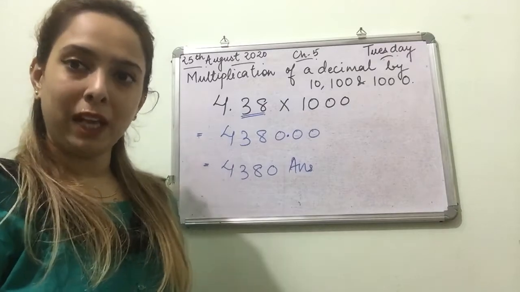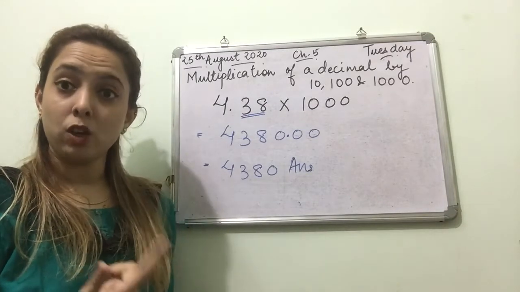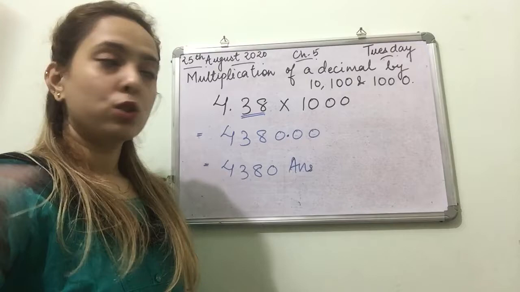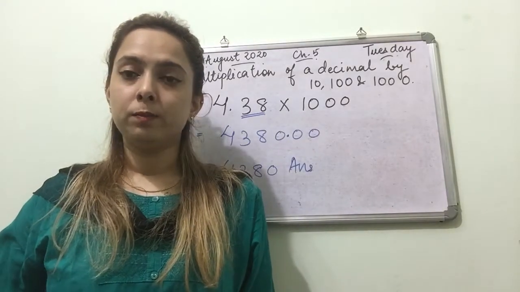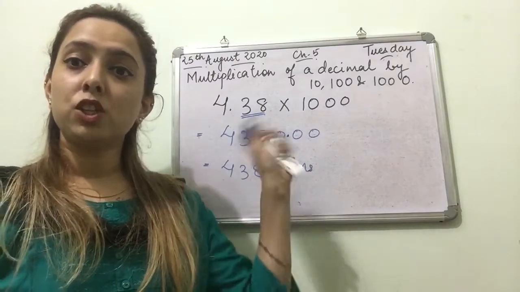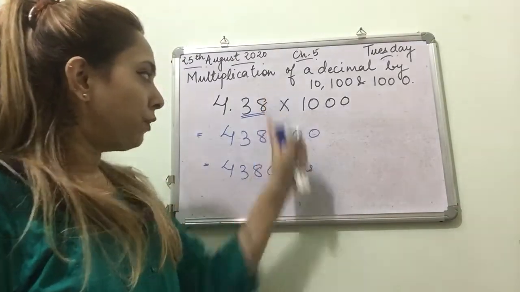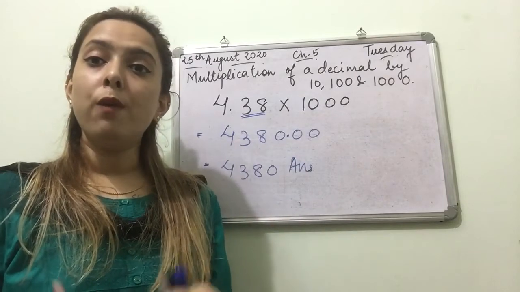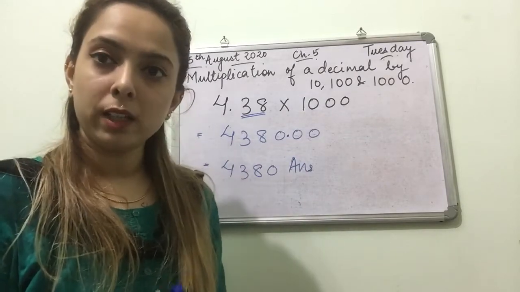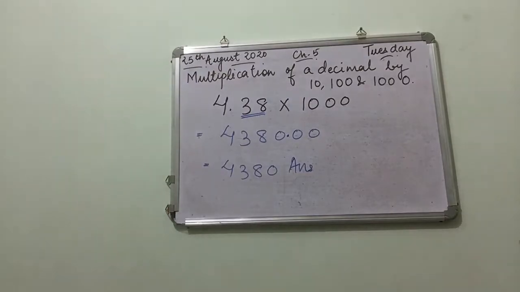I would like to explain this method to check your answer. In this case, you will learn the shifting of the decimal. This is the way of multiplying a decimal by 10, 100 and 1000. How will you check your answer? That I want to explain to you.